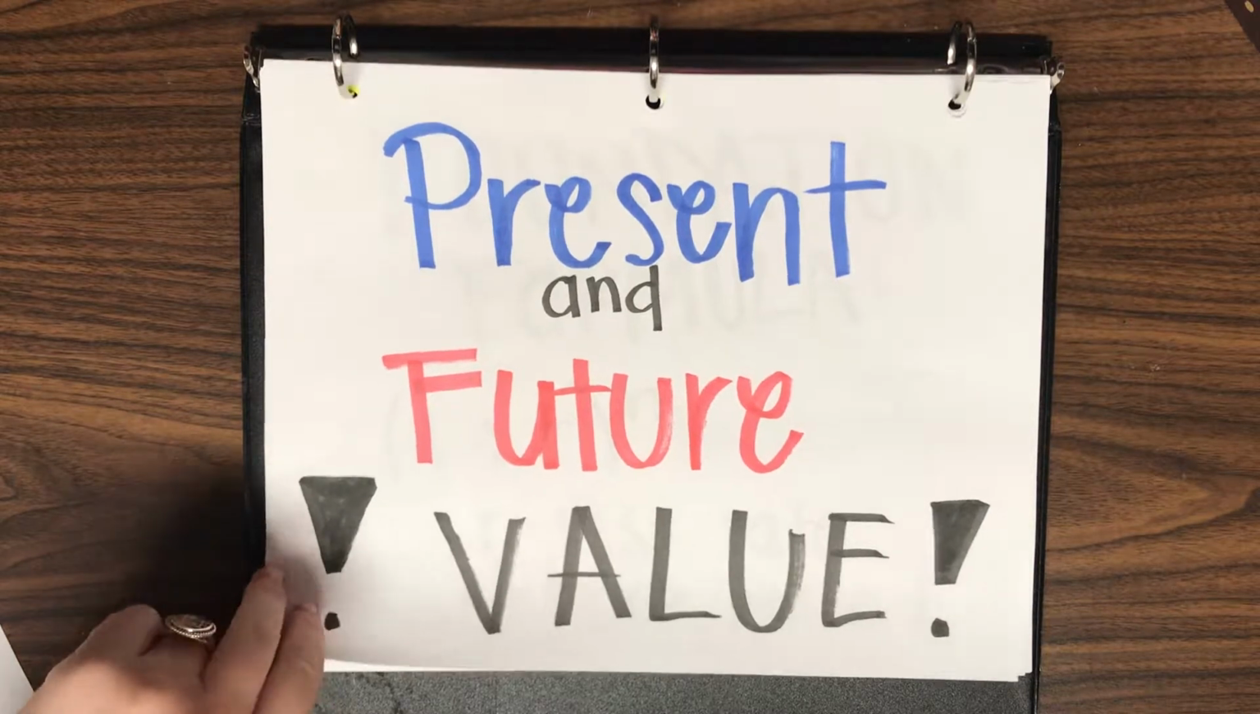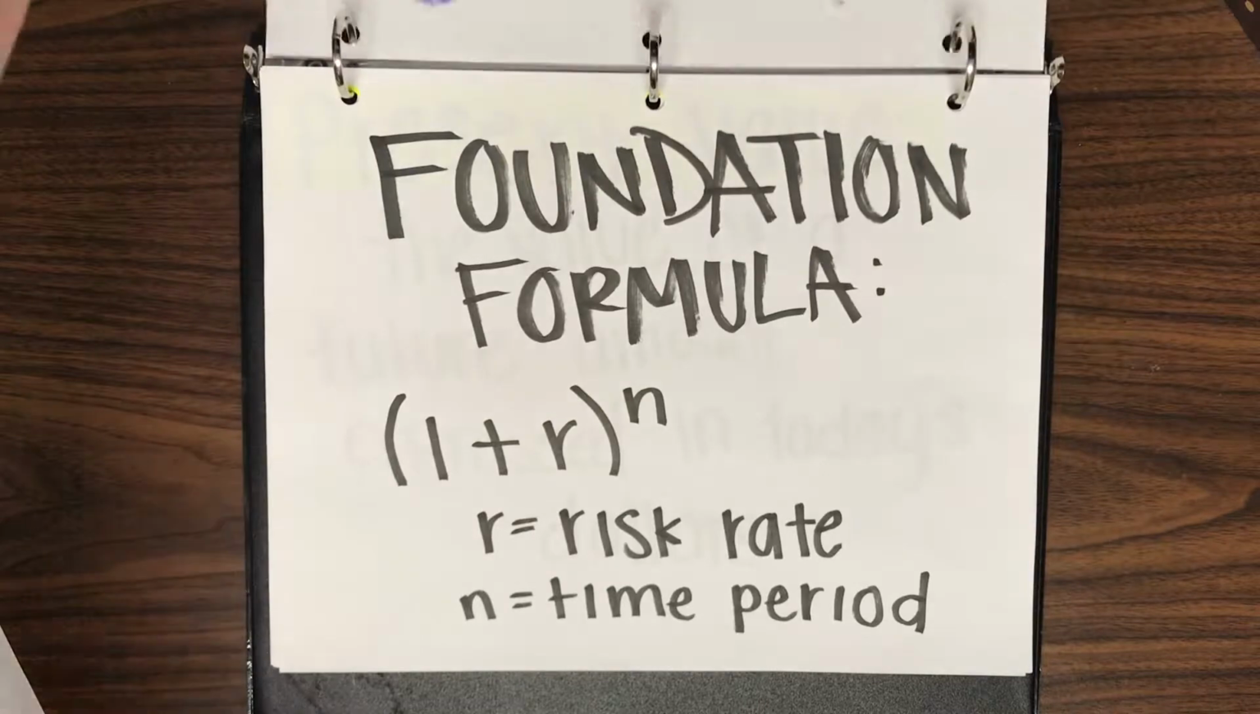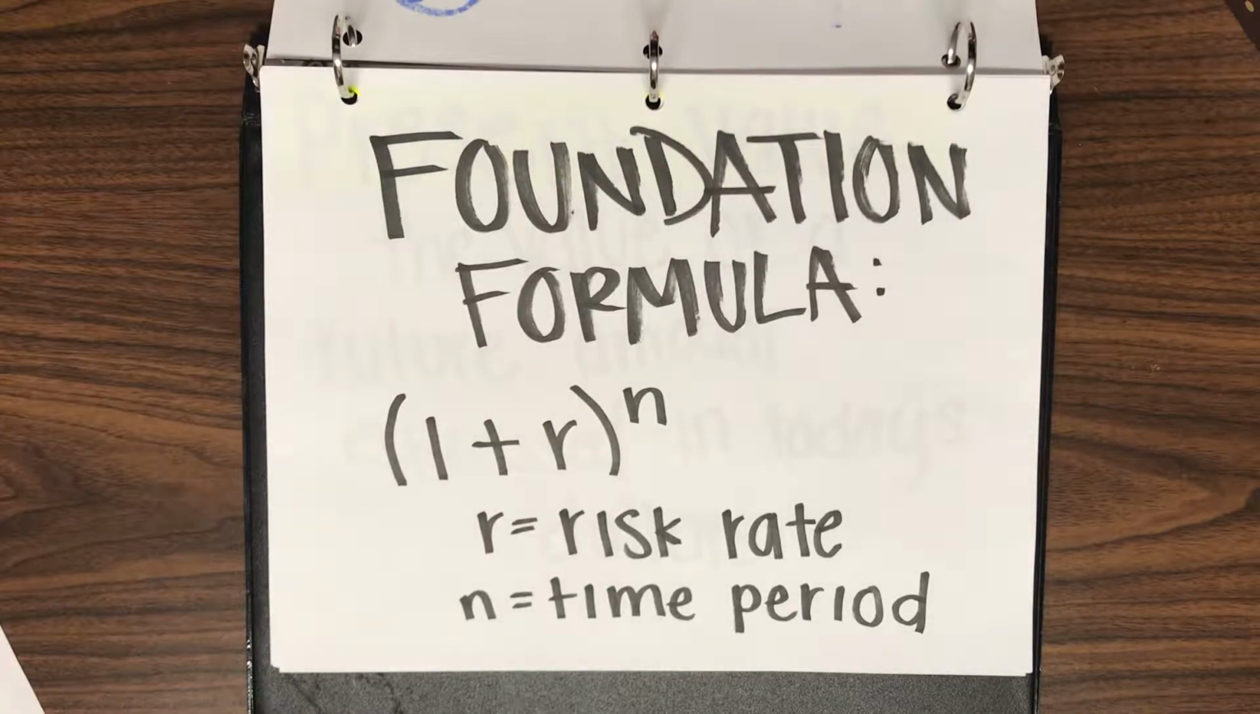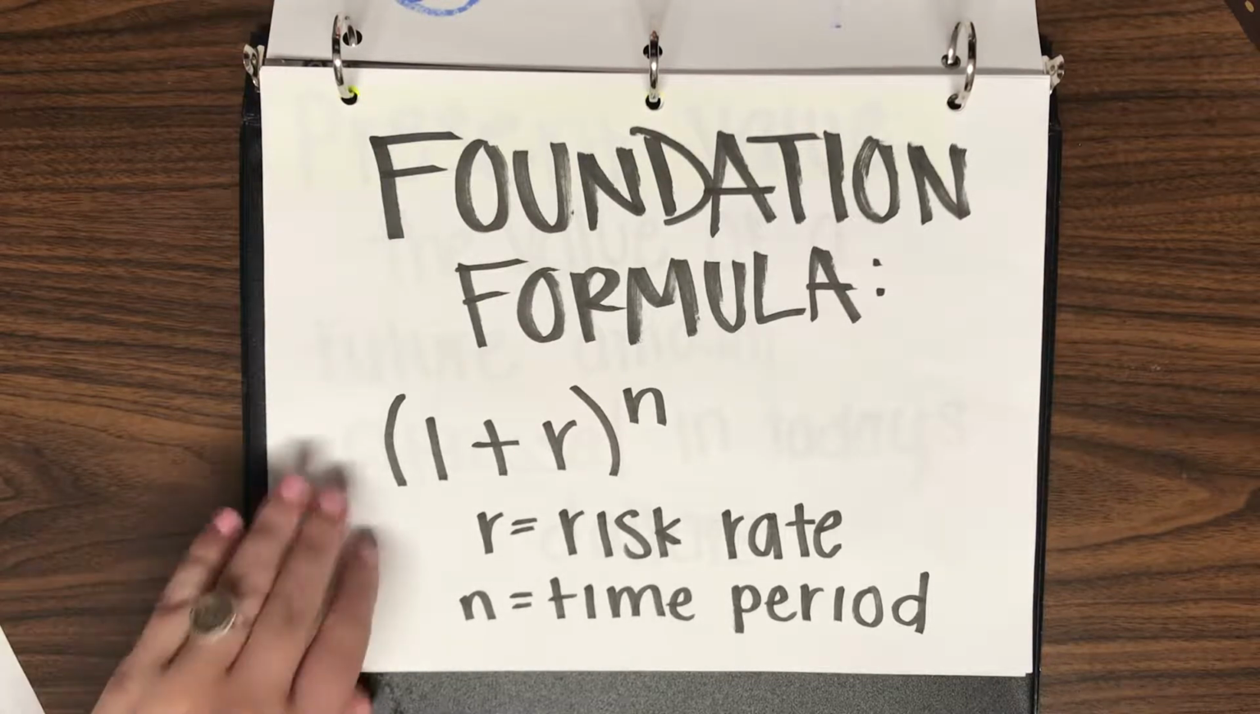Today we're learning about present and future value, a principle in economics that has to do with finance, which is a subset of econ. Before we learn about present and future value, we have to understand something called the foundation formula, which is 1 plus r to the power of n, where r equals the risk rate and n equals the time period. This is because finance is all about time and risk.